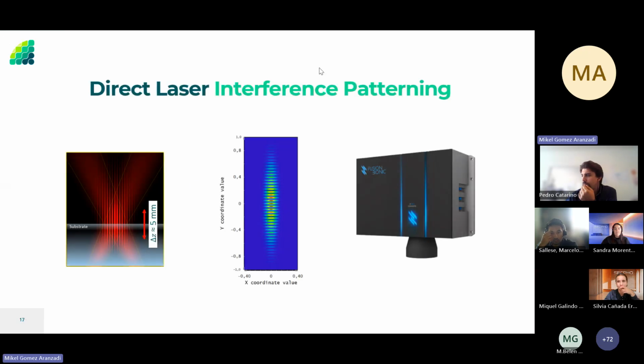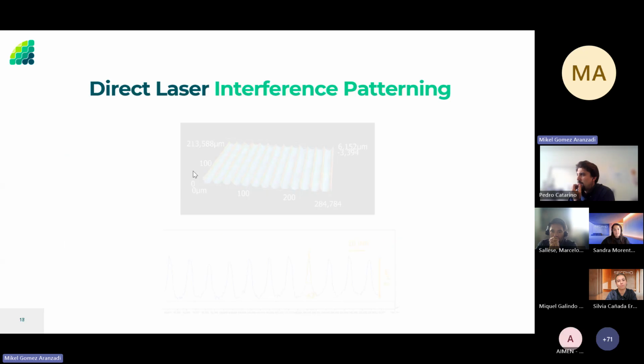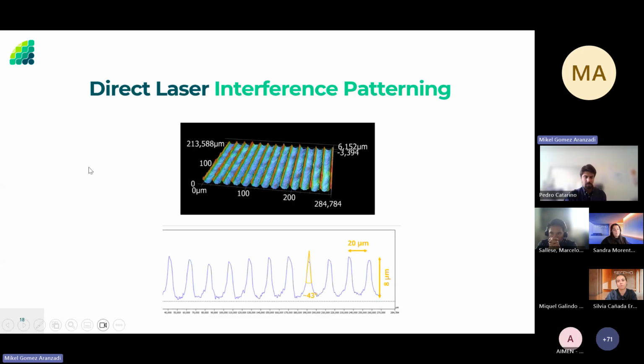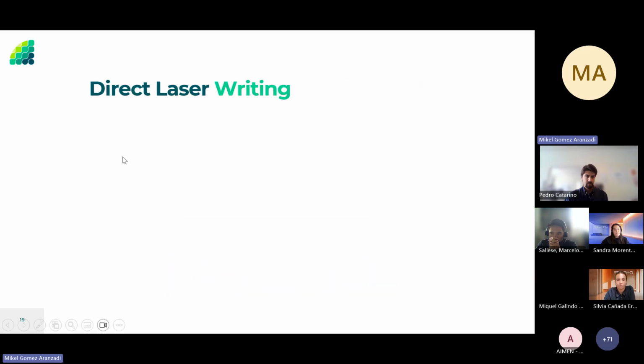For the DLIP, apart from defining the parameters, Fusion Bionic created a module which has a cylindrical lens to be able to cover more area in one pass, and also that it was robust in a set direction, to be more robust to changes in the distance from the focal plane. We did some tests. They already did the module, and the result was very positive and very robust in set direction.